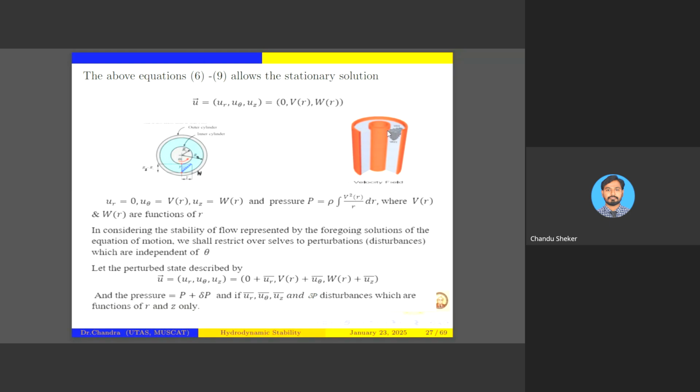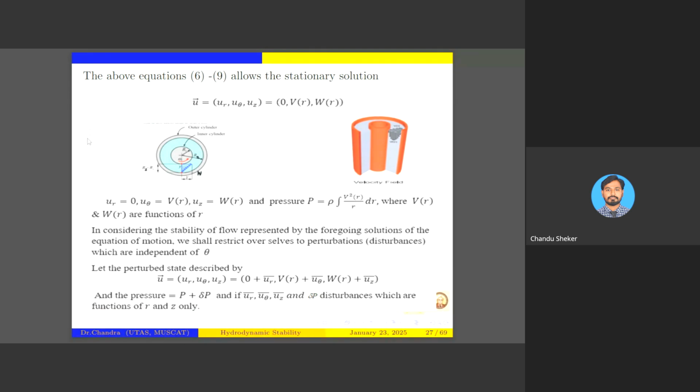Actually, we can say along the y direction the velocity is V(r), and along the z direction, it will go up, the velocity is W(r). These are functions of r, and we are assuming that u_r is equal to 0. This is the basic stationary solution.